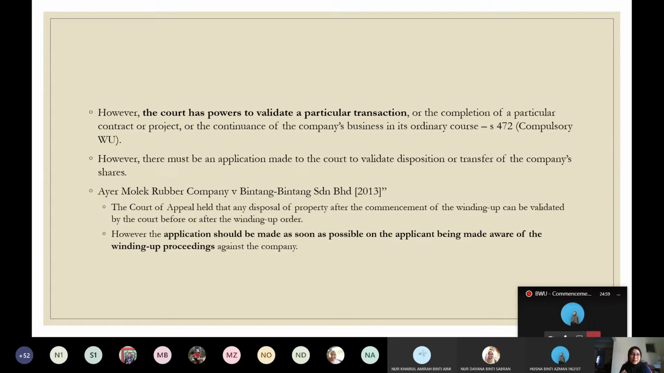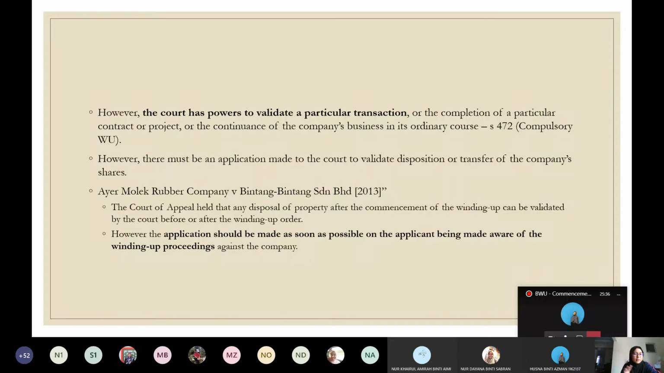Ni mungkin dalam tempoh transfer, for example, has been made, it has been already arranged, for example, for a certain transfer to be made. So the court may ataupun has power to validate the contract or the disposition of property. Okay, however, dalam air molek rubber company ni, dia kata the application should be made as soon as possible on the applicant being made aware of the winding up proceeding against the company. Okay, so time is important here.